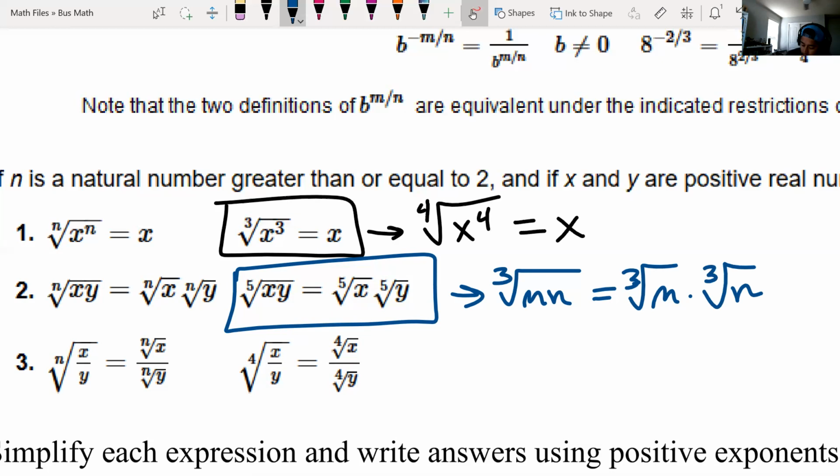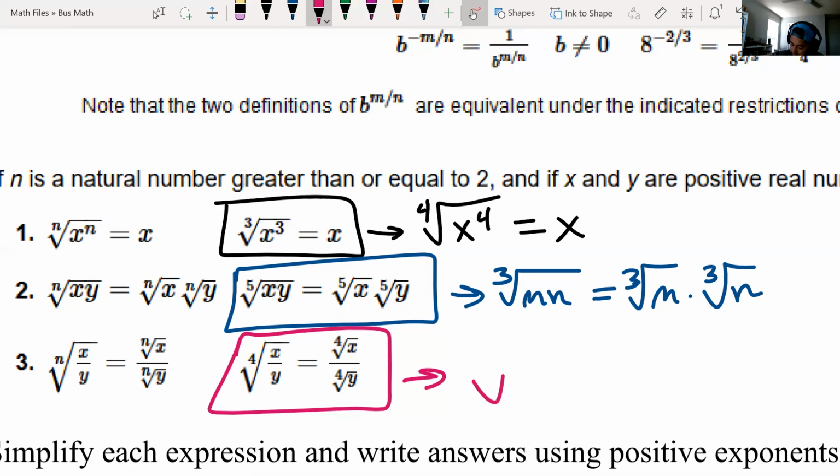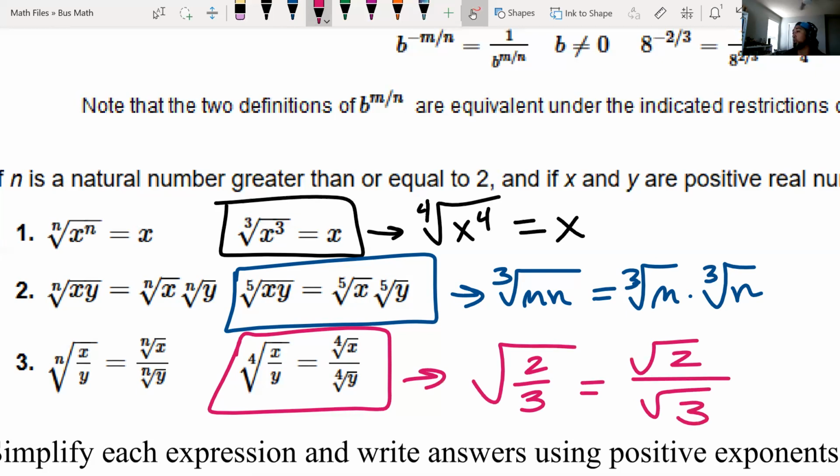Okay. And then the third property is the nth root of x over y. If you have a fraction inside, then you can make it the nth root of x over the nth root of y. So for their example, they have the 4th root of x over y, which can be rewritten as the 4th root of x over the 4th root of y. And I'll do another example. Let's say I had the square root of 2 over 3. Then I can just rewrite this as the square root of 2 over the square root of 3. So this property allows us to split up radicals by division.